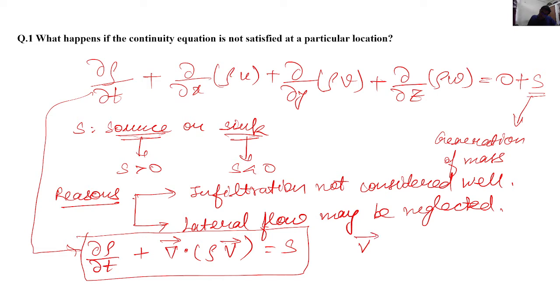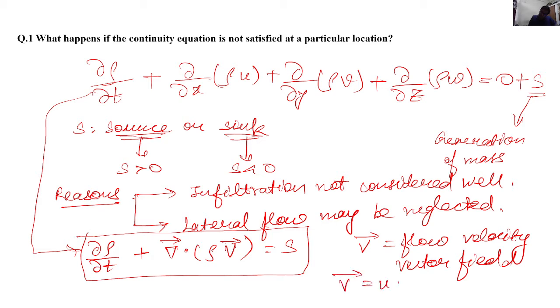So V is the flow velocity vector field, and V can be represented as u i cap plus v j cap plus w k cap, where i, j and k cap are the conventional unit vectors.